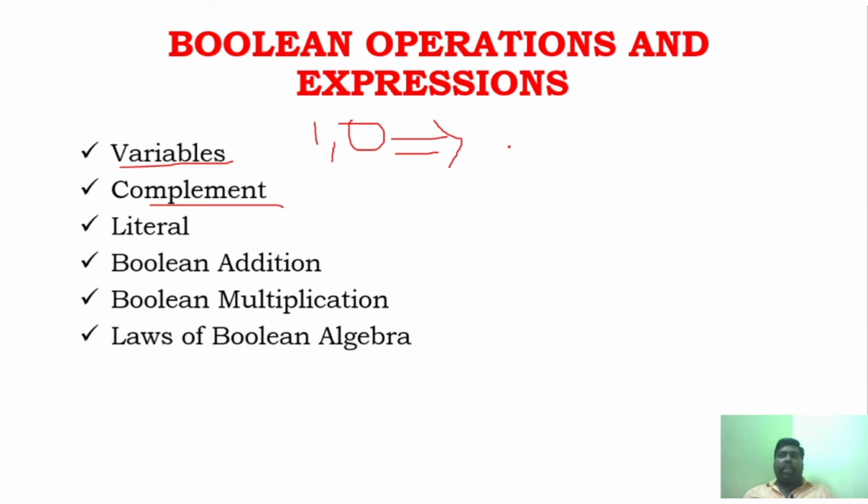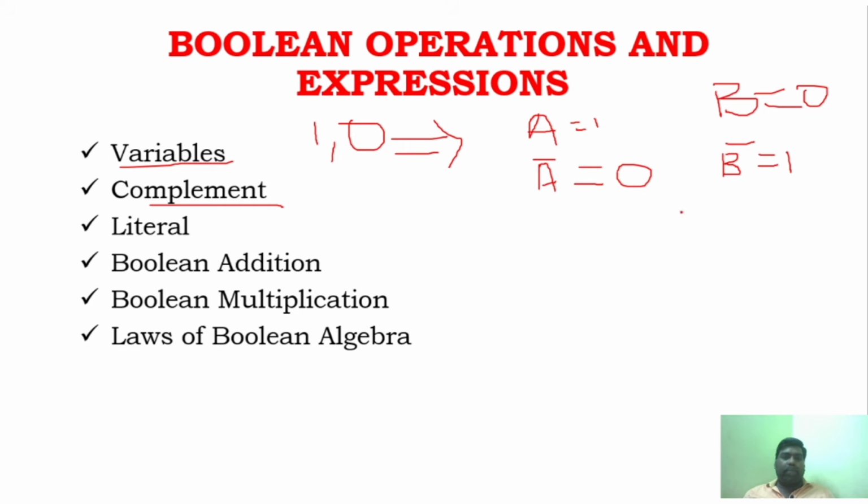the opposite of the variable. For example, if A is a variable and if A is equal to 1, then the complement of A is 0. Similarly, if variable B is equal to 0, then B complement is equal to 1. That is the opposite of the variable. This complement can be called A complement, or we can also call it A bar. Similarly, you can call it B complement, or B bar.